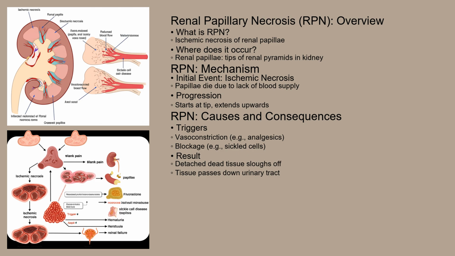To understand RPN, we need to look at what happens inside the kidney. The renal papillae are the tips of the renal pyramids, structures within the kidney that collect urine. In RPN, these papillae undergo ischemic necrosis, meaning they die due to a lack of blood supply. This usually begins at the tip of the papilla and extends upward. This necrosis is triggered by the underlying cause, such as vasoconstriction from analgesics or blockage from sickled cells. The dead tissue can then slough off, detaching from the kidney and passing down the urinary tract, potentially causing further complications.